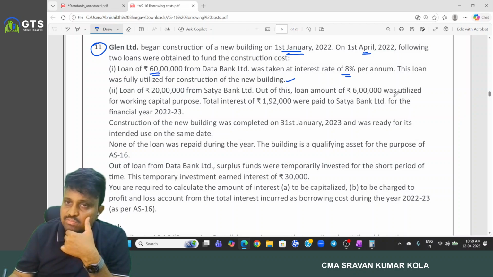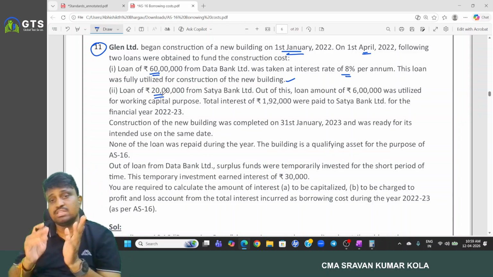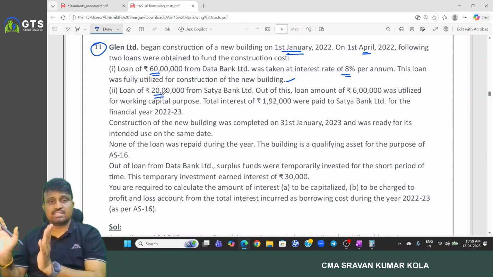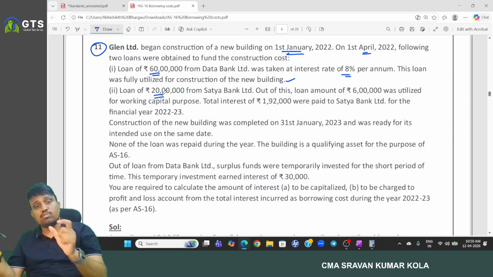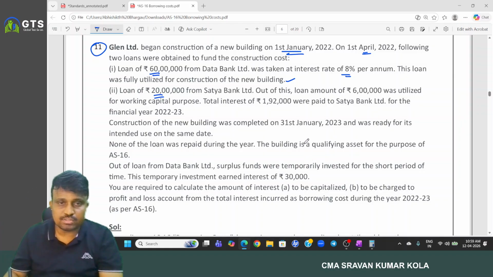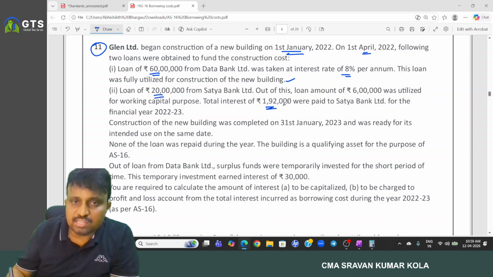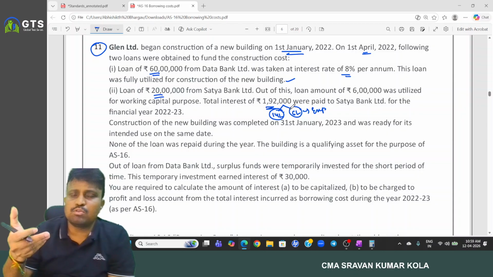Out of this loan amount, 6 lakh was utilized for working capital purpose. It means out of the 20 lakh, 6 lakh is a non-qualifying asset, and the remaining 14 lakh is meant for the qualifying asset. Only the interest related to the 14 lakh we have to consider. Total interest is 1 lakh 92 thousand. This has to be divided between 14 lakh and 6 lakh. The 6 lakh related part is only an expense, and relating to the 14 lakh, depending upon the period, we have to capitalize it or expense it.